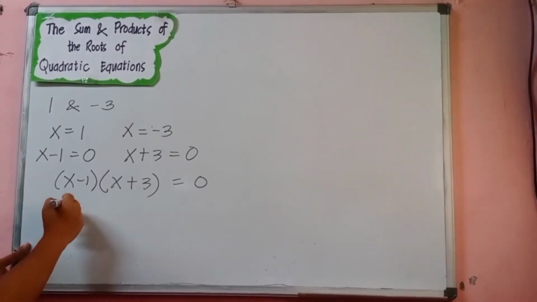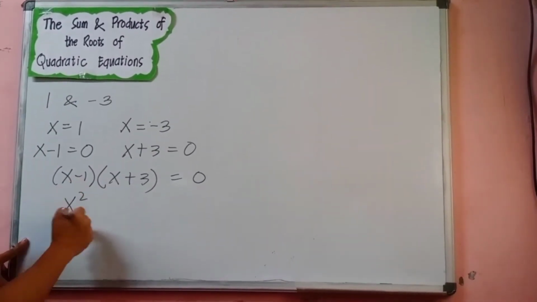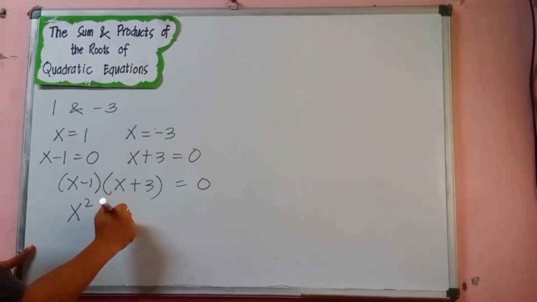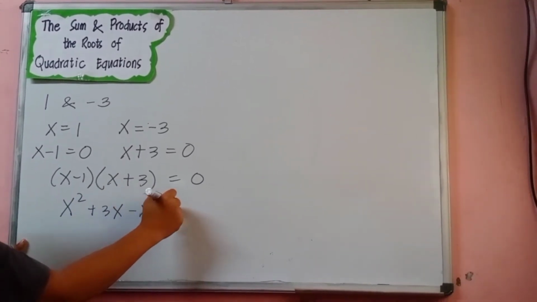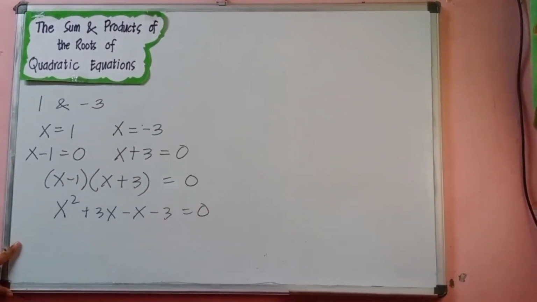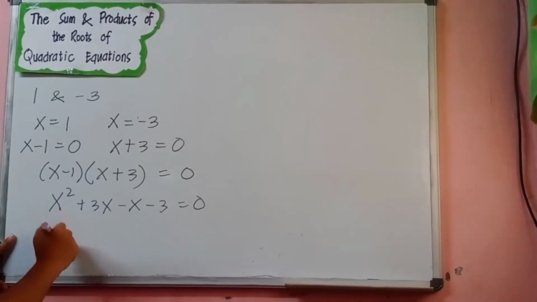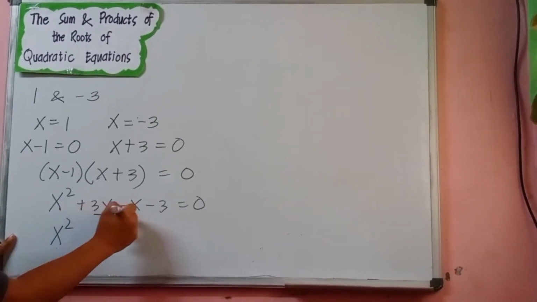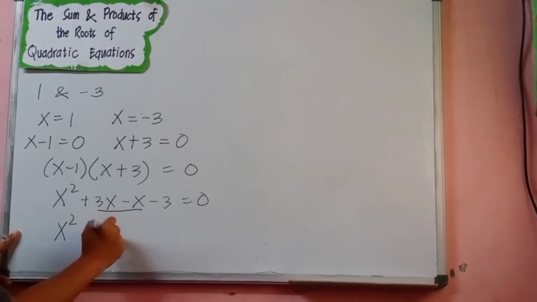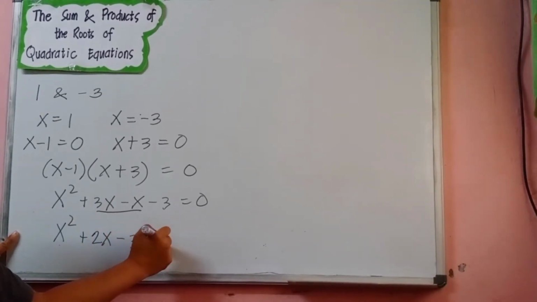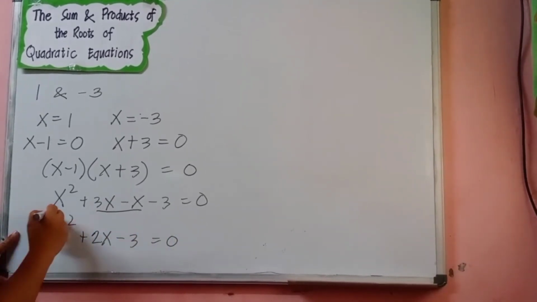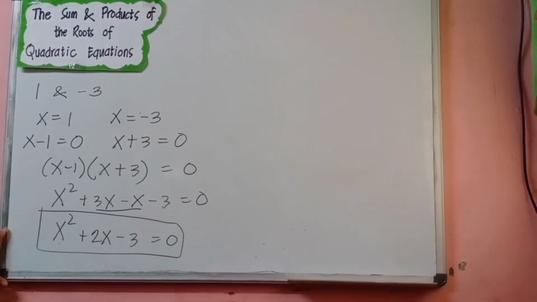So, by the distributive method, we have x squared plus 3x minus x minus 3 equals 0. That's using the distributive method, and then x squared, 3 minus 1 is positive 2x, minus 3 equals 0. So we have the quadratic equation.